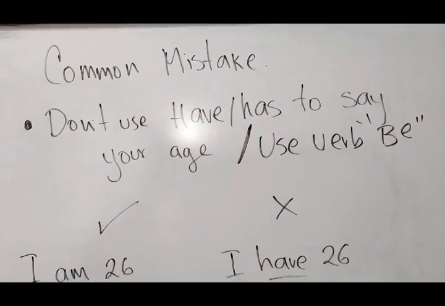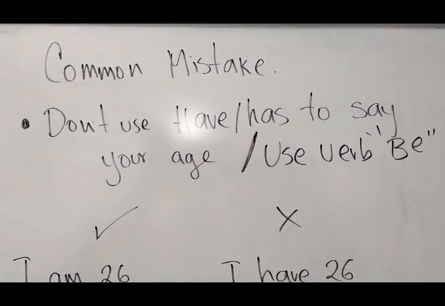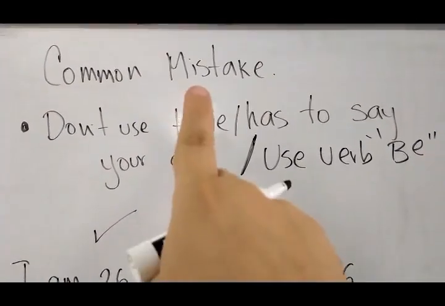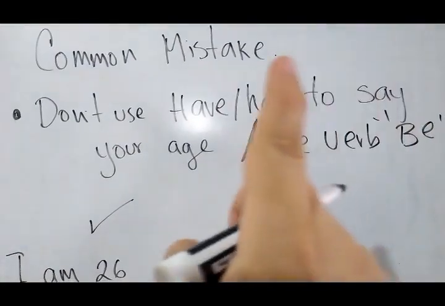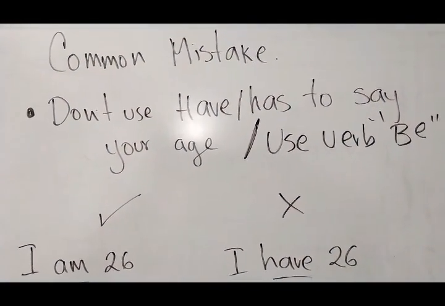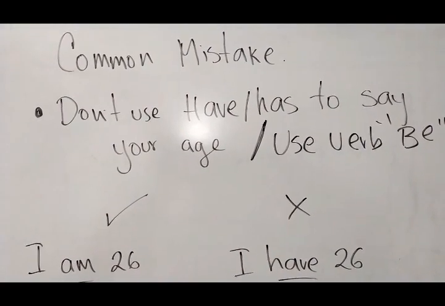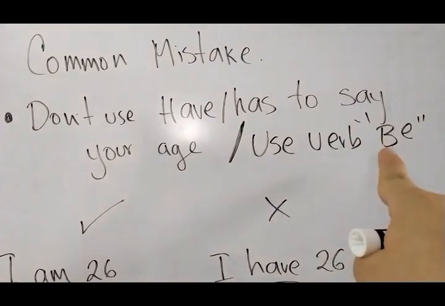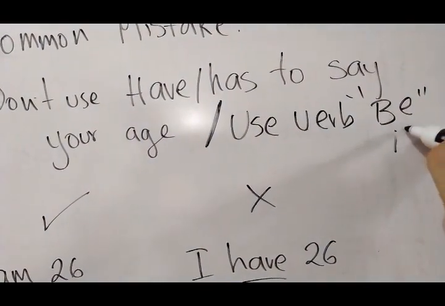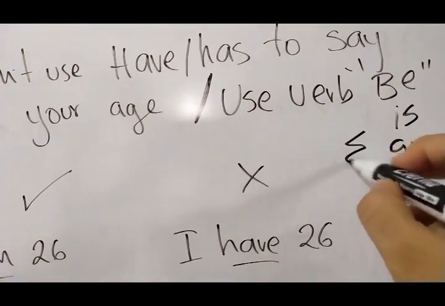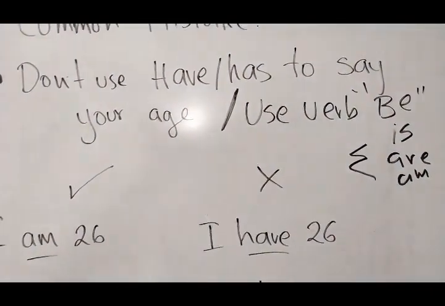And finally, a common mistake that people make is that they use the verb have and has to say the age. So, in this case, when we want to say yo tengo 10, yo tengo 20, ella tiene 30, to say the age, we use the verb to be. Remember, the verb to be is are, am. This is the verb to be, and we use it to say our age.